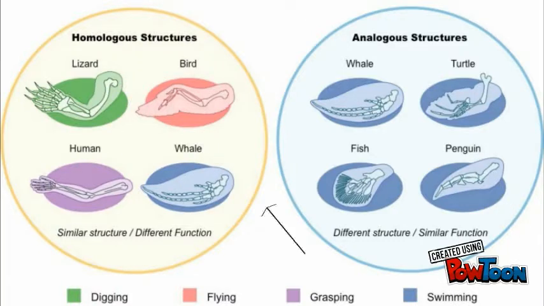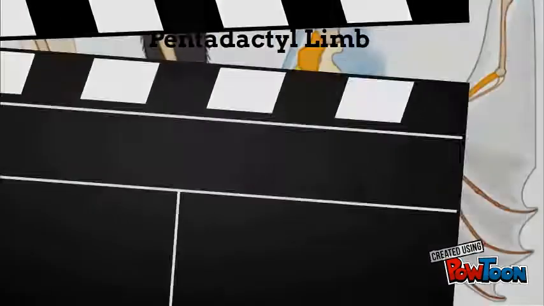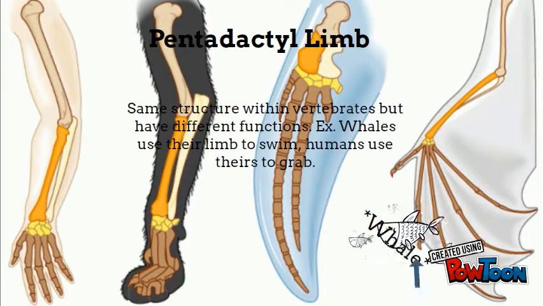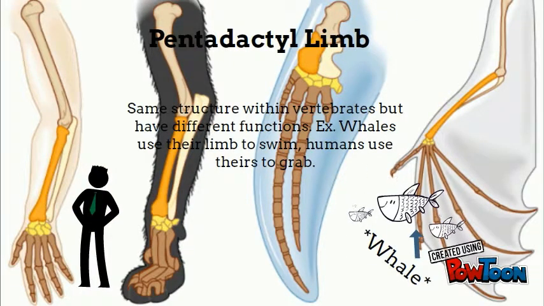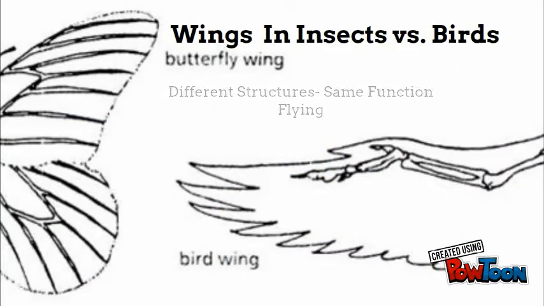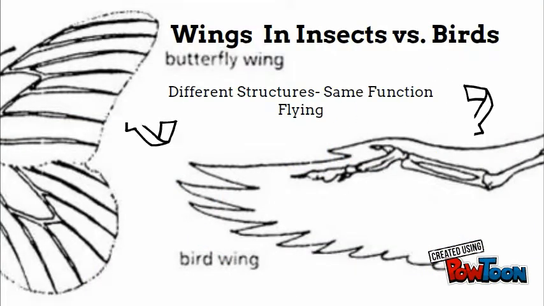Looking at the pentadactyl limb in vertebrates, we look at mammals and how we have the same bone structure in the hand, where a human uses his hand for a different function compared to a whale who uses their fin for a different function. Going back to analogous structures, the wings in insects and birds are completely different because in birds they have bones and in insects they don't have bones but complete the same function, which is flying.